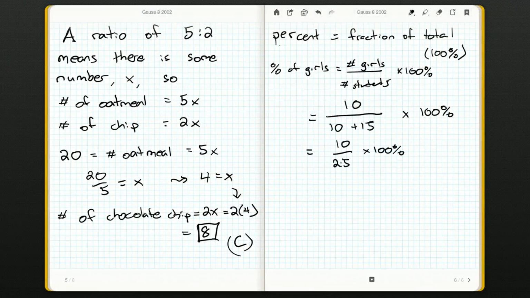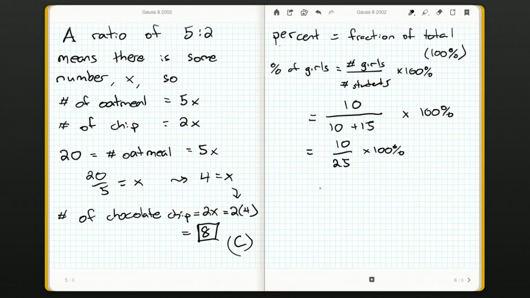So I do 10 over 25 times 100, and I keep this percent here. We treat it as though it were centimeters or kilograms or kilometers, anything. We treat it as though it were units, so we should definitely get a percentage in our final answer. And we can grab our calculator if we want to.